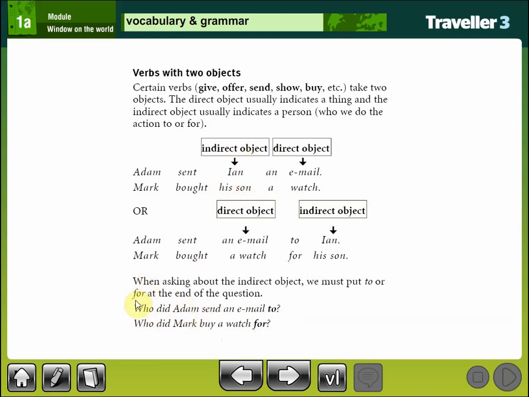But if you want to ask about the direct object here, like the email, what did Adam send Ian, or what did Mark buy for his son? So you can see the direct and indirect object. The book mentions it as information, as an introduction to this grammar rule, but it's not really the focus of this lesson.